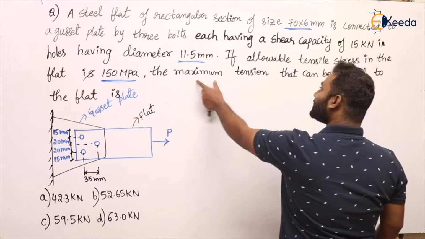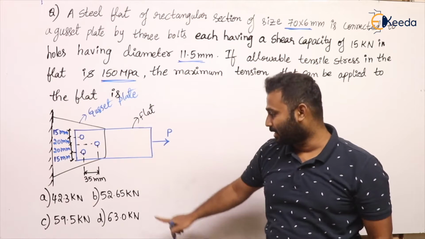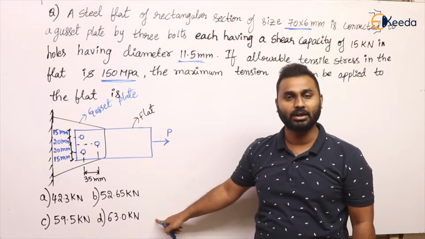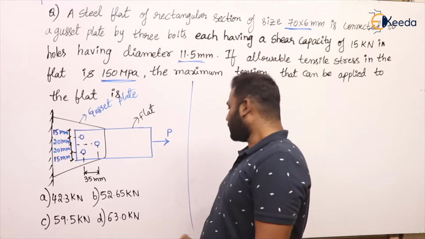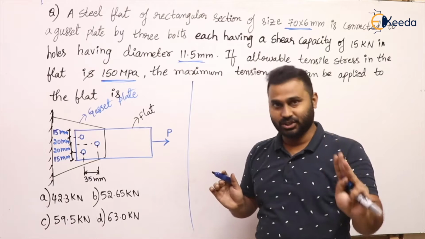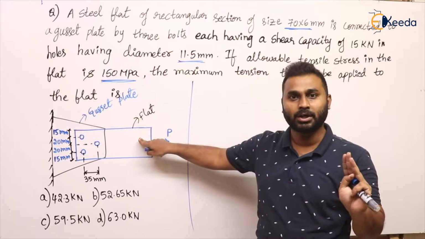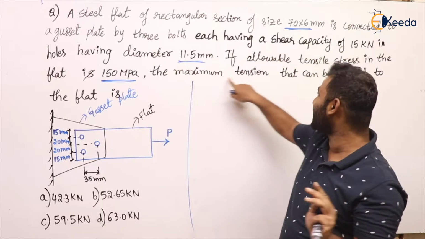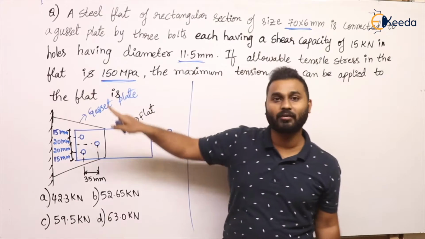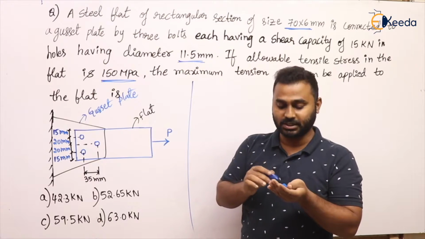The maximum tension that can be applied to the flat is, and here are the 4 options. Clear everyone? Now to solve this question, for finding the maximum tension that can be applied to the flat, we need to select 3 sections in the flat.